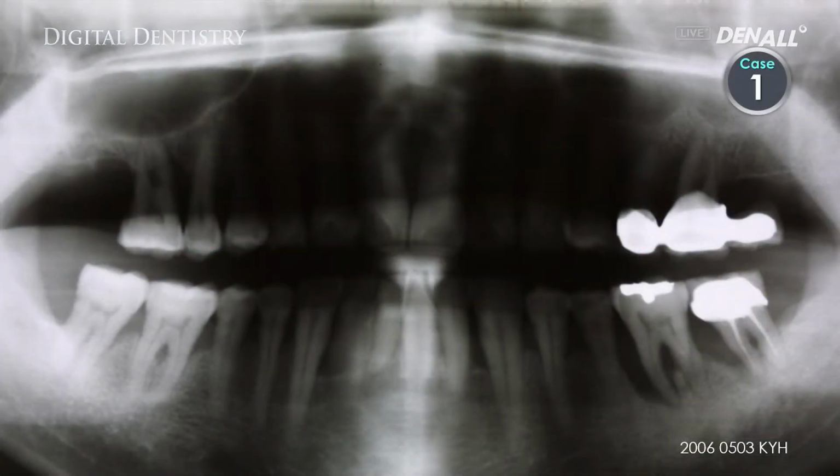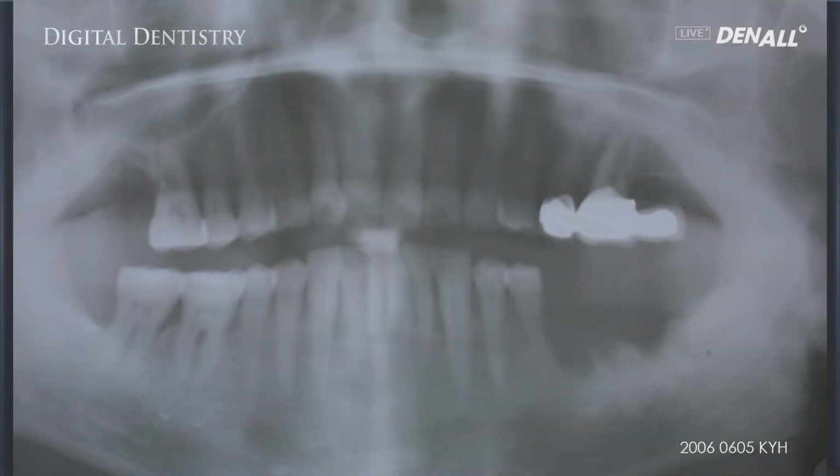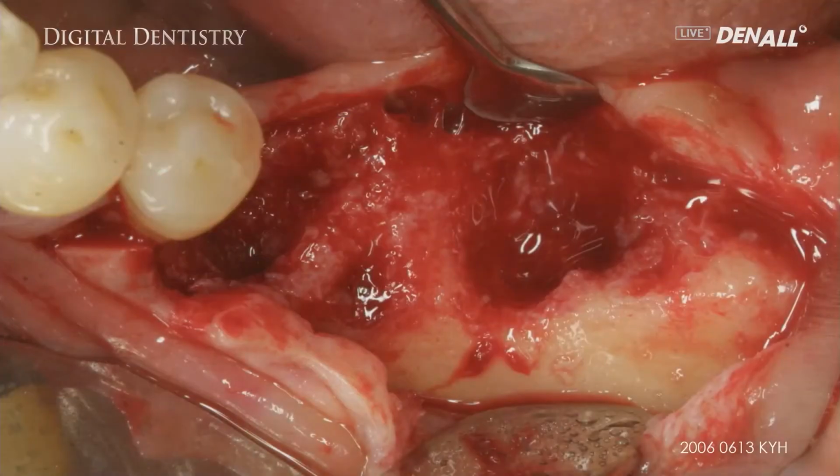This is a case where the implant was placed a long time ago. In the lower left molar area, there's a lot of bone destruction. In the past, you would do extraction and wait for soft tissue healing. There is a significant bone destruction. Placing the implant appropriately would be difficult in this case, so I wait for soft tissue healing. And then I open the flap and check the defect.